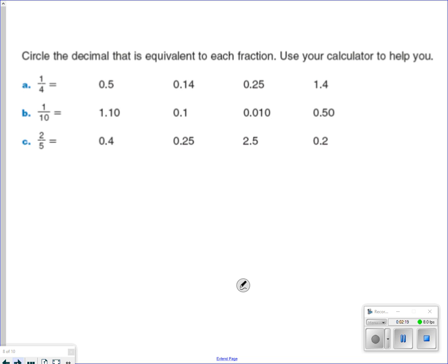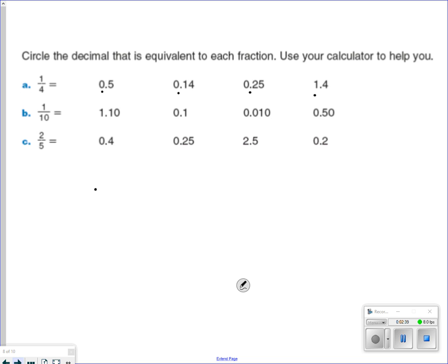Now it says circle the decimal that is equivalent to each fraction. Use your calculator to help you. You're not going to use your calculator on this, but we're going to have to convert fractions. So the first number is 1/4. My options for 1/4 are 0.5, 0.14, 0.25, 1.4.